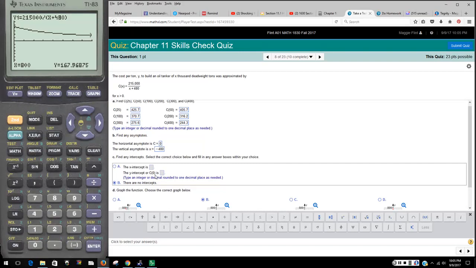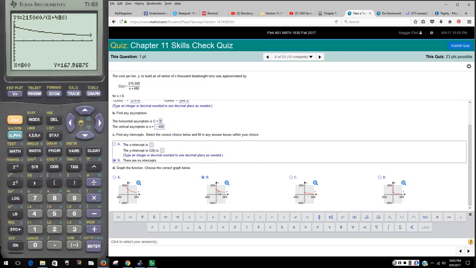The y-intercept, or c of 0, well, x can't be 0. So here again, I'm going to remind you, there's a hole at y equals 0. Therefore, there is no x-intercept, there is no y-intercept. At this point, we'll move on. If you need to, back up and listen to that again.